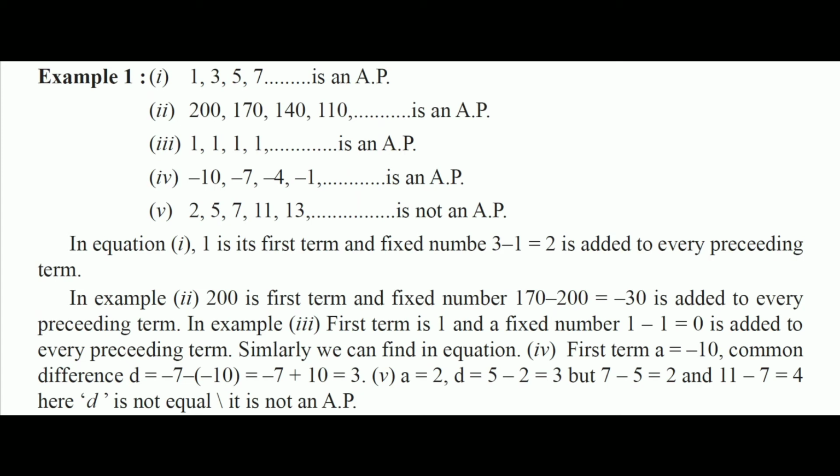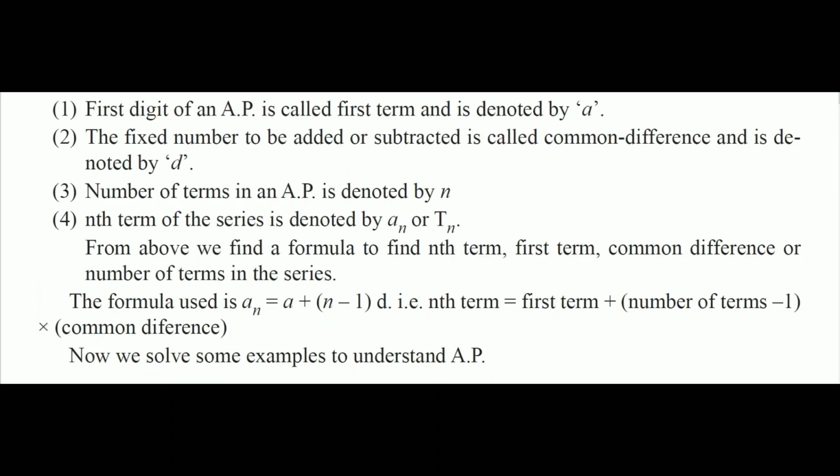From these 5 examples, we have learnt a lot about the AP series. Now we will derive the terms related to the AP series. We started with the first term, and the first term of an AP series is denoted by small English letter A. And the common difference, which we found by subtracting the preceding term from the following term, is denoted by small English letter D, called the common difference of the AP series.